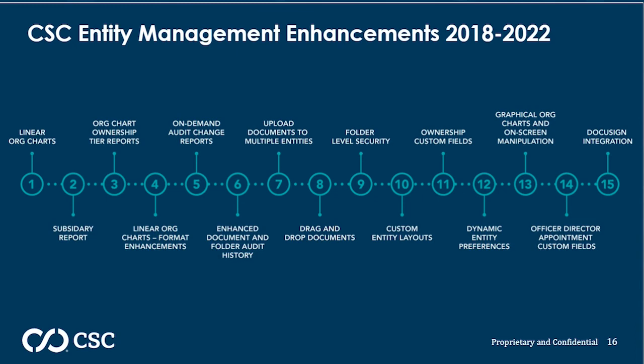This is a kind of running timeline of the last 5 years or so of major enhancements that we've made in the solution. And we won't belabor all of these, but it's a nice takeaway. You'll see at the beginning of this journey, going back to 2018, we made a number of improvements to our text-based, or what we often call linear, org charts, which we'll provide some examples of in a little bit.